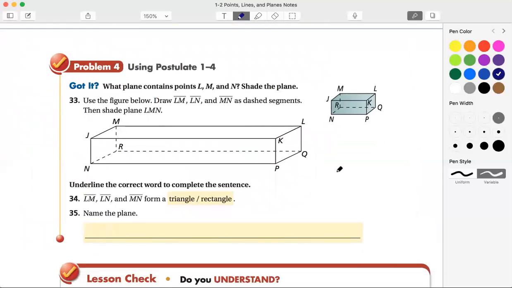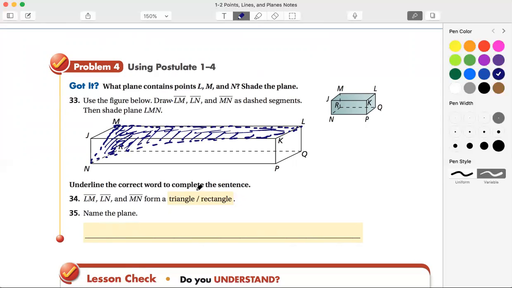All right, so here we go. Use the figure below, draw LM, LN, and MN as dashed segments, and then shade this plane. So LM is across the top, so here's LM. LN is this diagonal here, and MN is this diagonal here. Then shade this plane. Here we go.